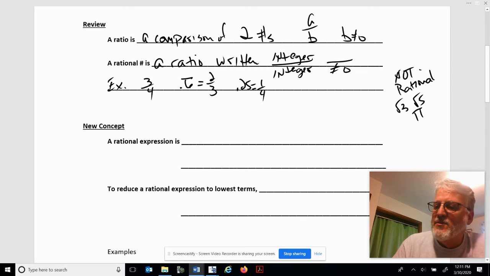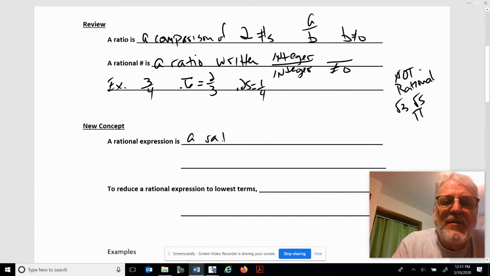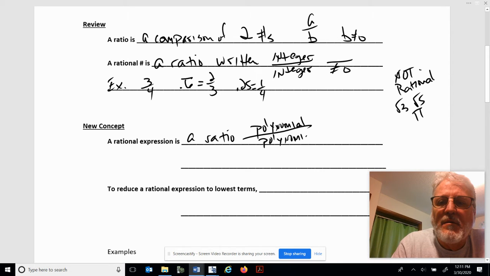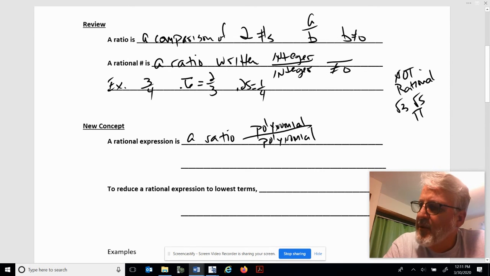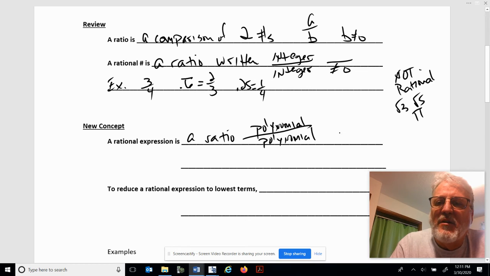Okay? So a rational expression is a ratio, polynomial to polynomial. Okay, so the top's a polynomial and the bottom's a polynomial. And once again, the denominator cannot be equal to zero. I'll talk more about that in just a second, okay?